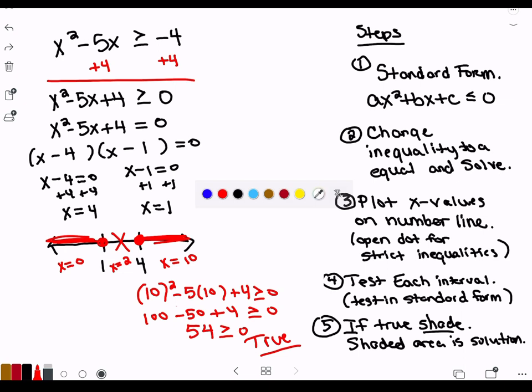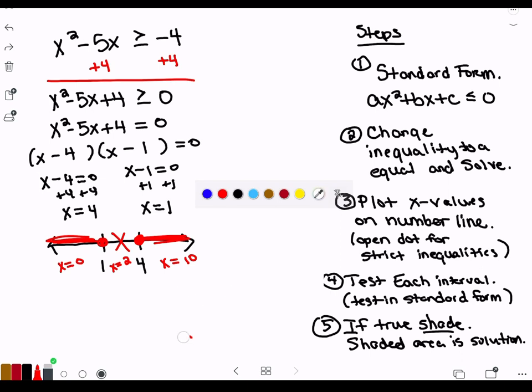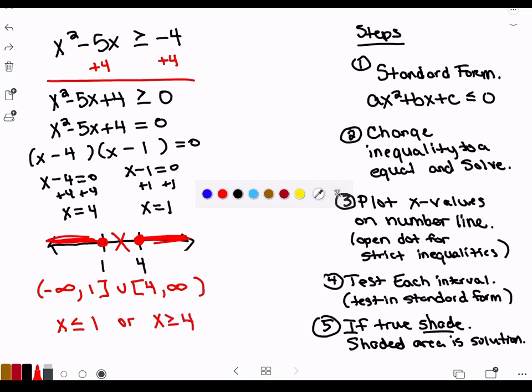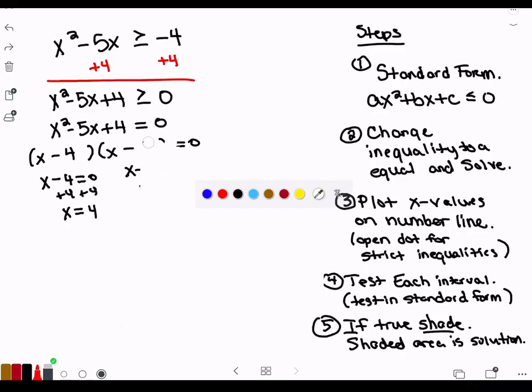So my solution is everything that is shaded. Let me write the shaded area in interval notation. That's going to be negative infinity to 1, bracket, 4 to infinity, parenthesis. Or you can write it x is less than or equal to 1, or x is greater than or equal to 4. That's the inequality notation.